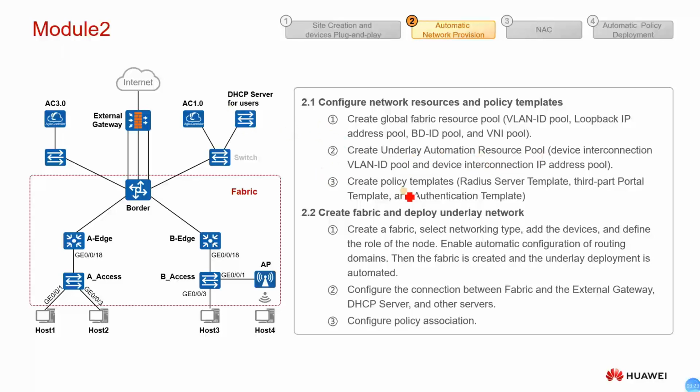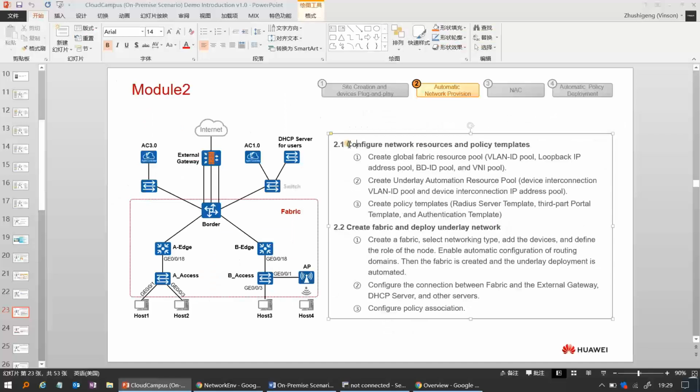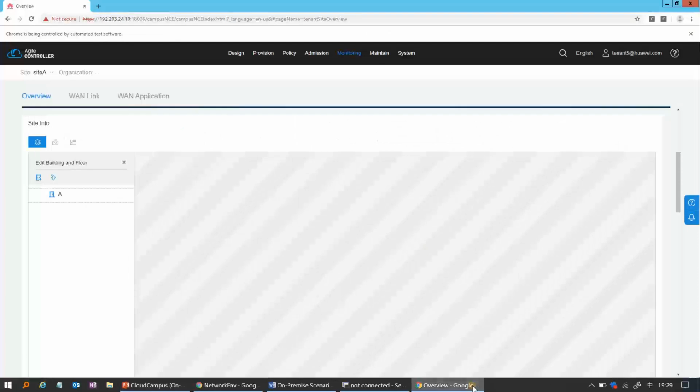And the third one will be the policy templates, because we want every single host in the campus to be authenticated before they can connect to the campus network. So we may need the RADIUS server template, the portal server template, and authentication templates for 802.1X authentication, for MAC authentication, and for portal authentication. Let's go back to AC 3.0 for this one.